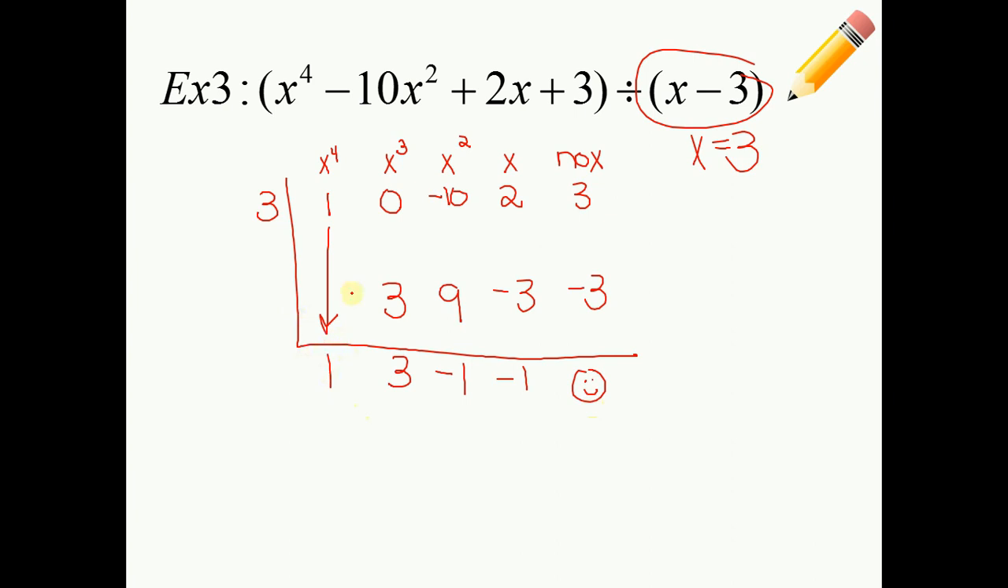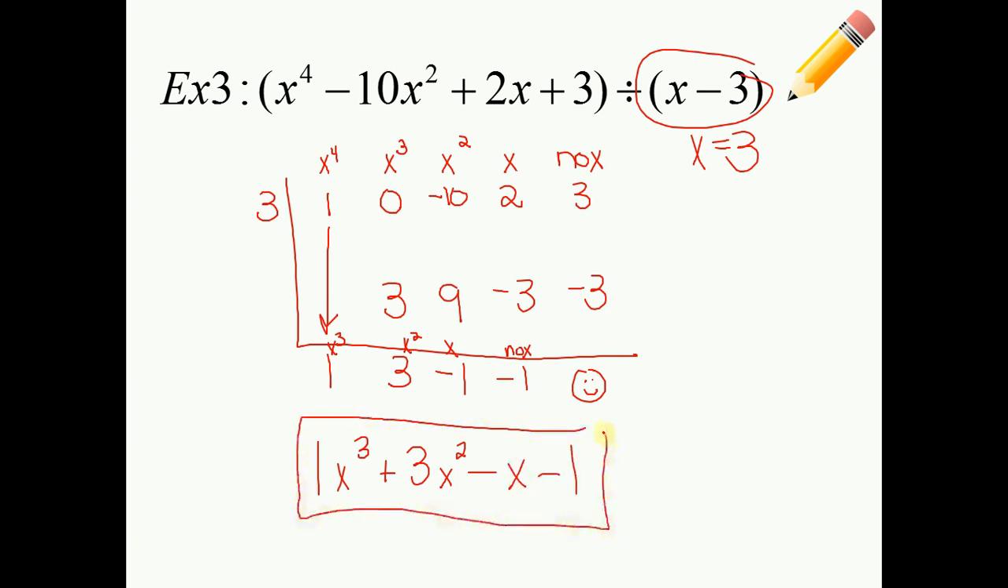So then what I got is an x cubed column here, x squared column, an x, and a no x column. So my final answer, 1x cubed plus 3x squared minus x minus 1, for my final answer after I divide. So this polynomial divided by x minus 3 will give me that for a particular answer.